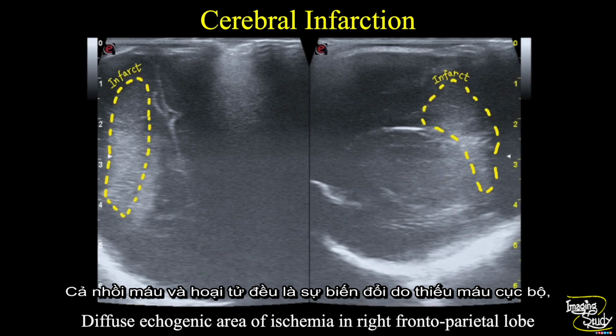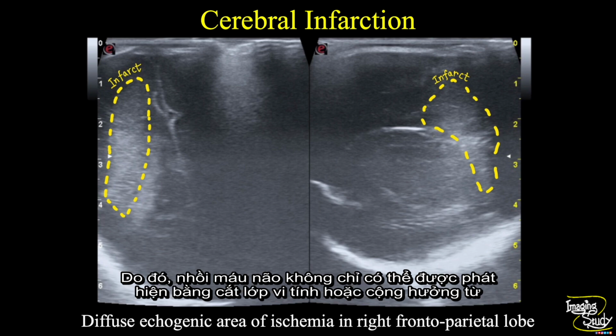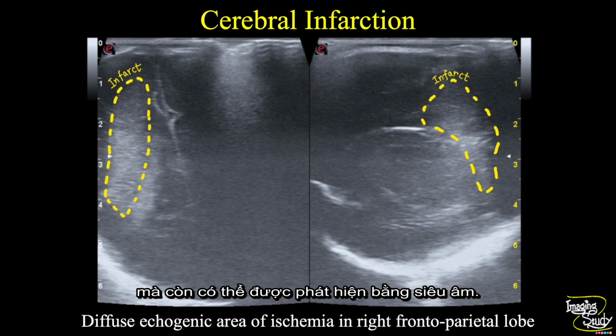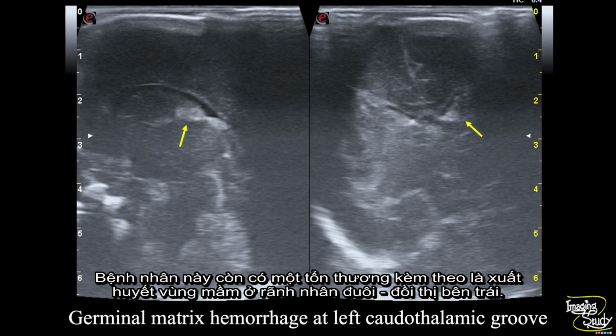The infarct and leukomalacia both are ischemic change. However, when it is localized and asymmetrical, we love to use the term cerebral infarction. So it can be detected not only with CT or MR scan, we also can see it on ultrasound. This patient also had a companion, nothing but the germinal matrix hemorrhage at the left caudothalamic groove.